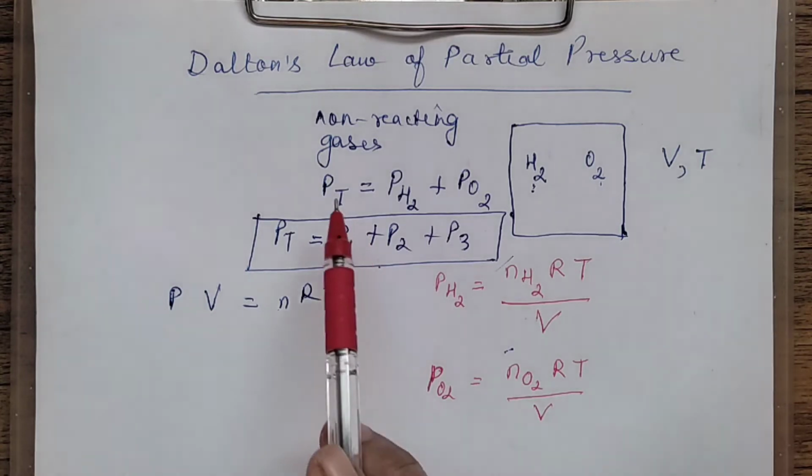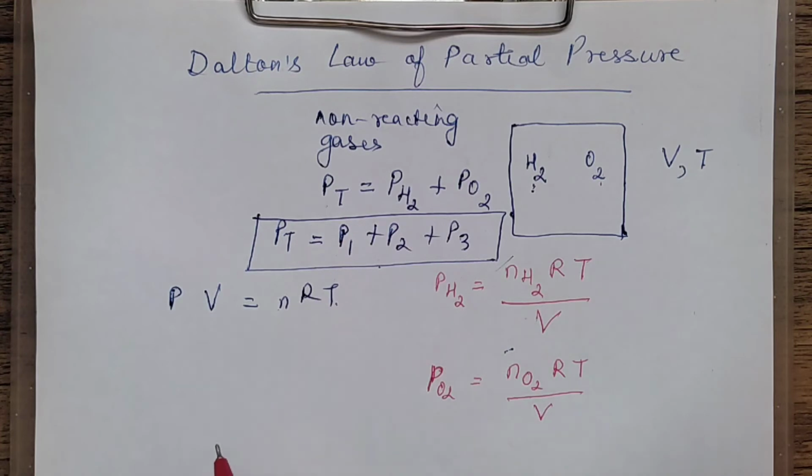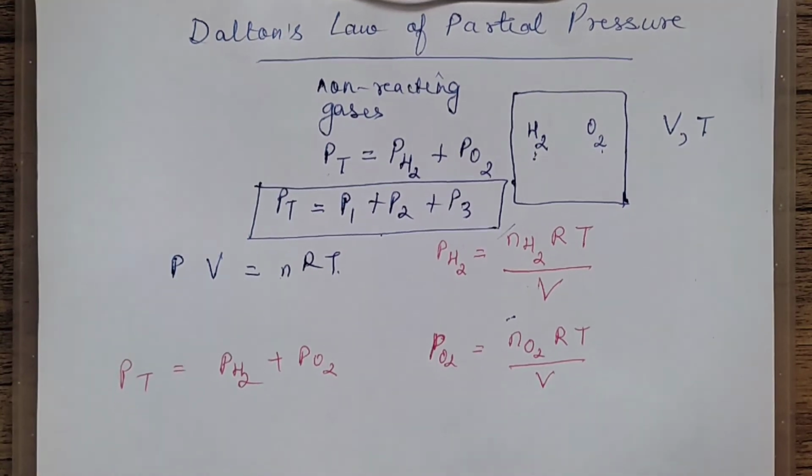Now, as we said, the total pressure is the sum of the two. We can also write it like this: P total is equal to the partial pressure of hydrogen plus the partial pressure of oxygen. Let us put these values over here.